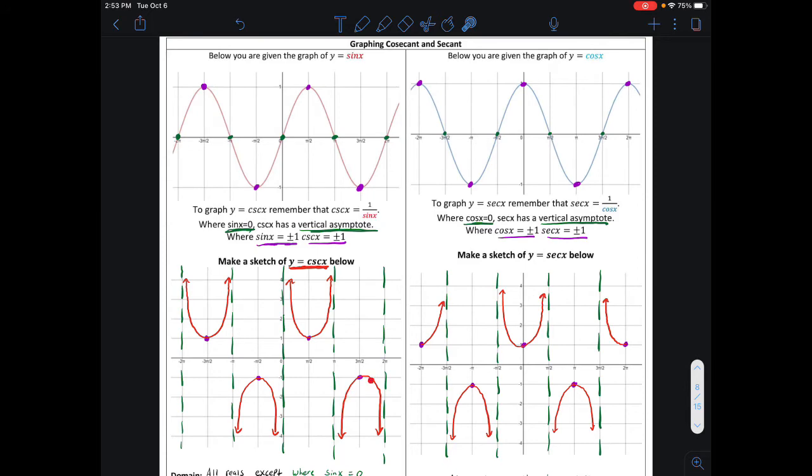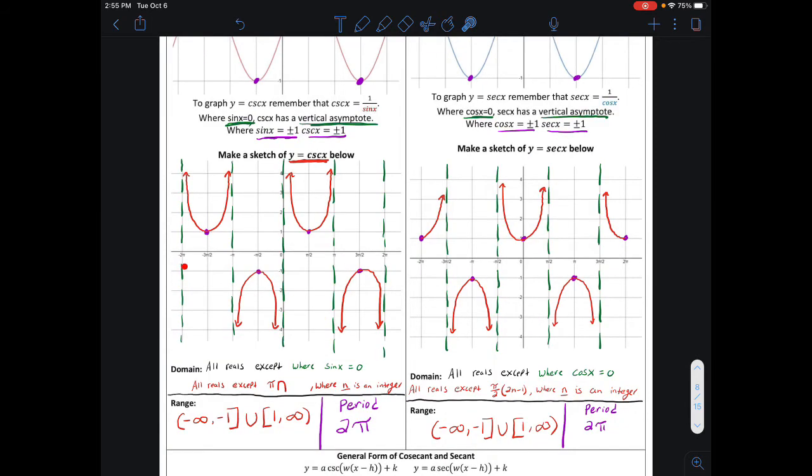Since I have to exclude all of the whole numbered pi's from here, our expression for our domain would be all real numbers except for pi times n, where n is an integer, meaning I'm putting in positive or negative whole numbers for n, and that would generate all of these vertical asymptotes. Our range for cosecant would be the set of all real numbers except for going in between -1 and +1. So the way I would write that would go from negative infinity to -1, inclusive on the -1, and then 1 to infinity, and I also include that 1.